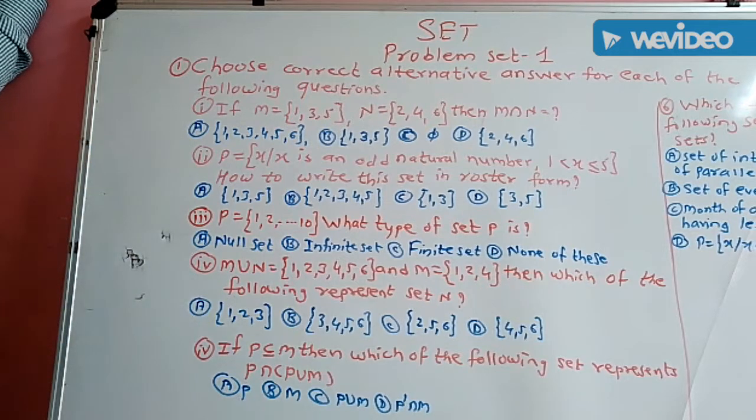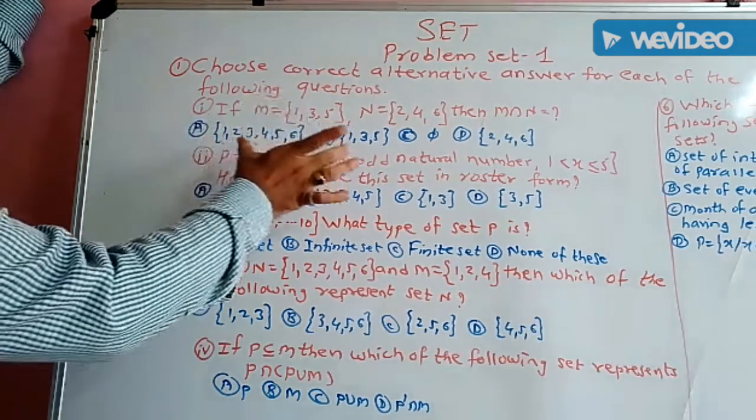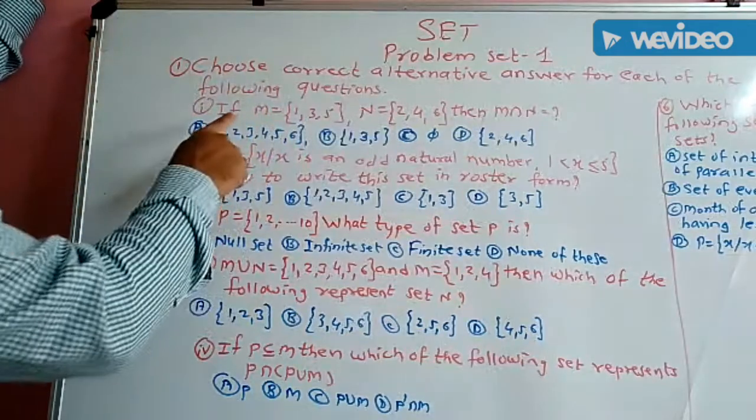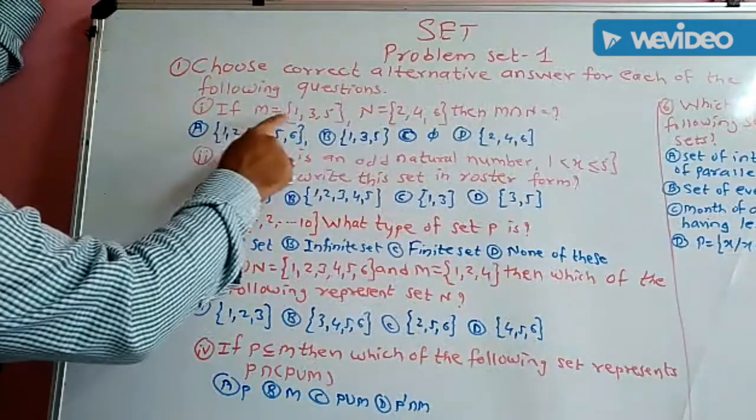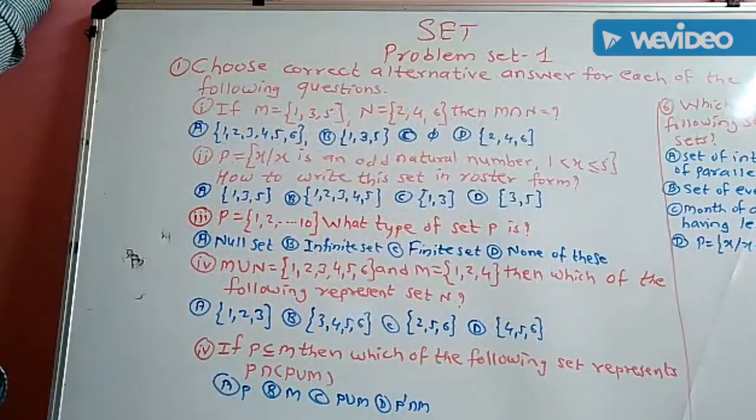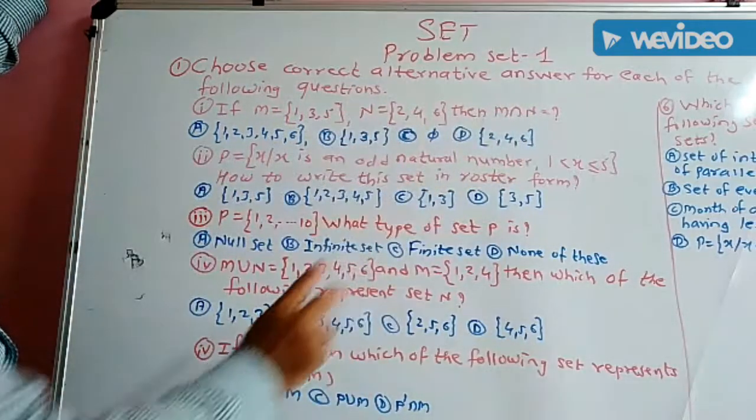First example: choose the correct alternative answers for each of the following questions. You are given one question and four options, and you have to choose the correct alternative. First example: M is equal to {1, 3, 5}, N is equal to {2, 4, 6}. Then find M intersection N.